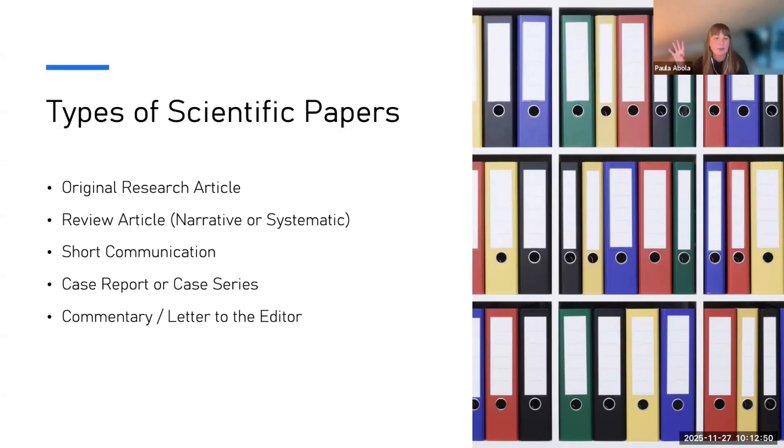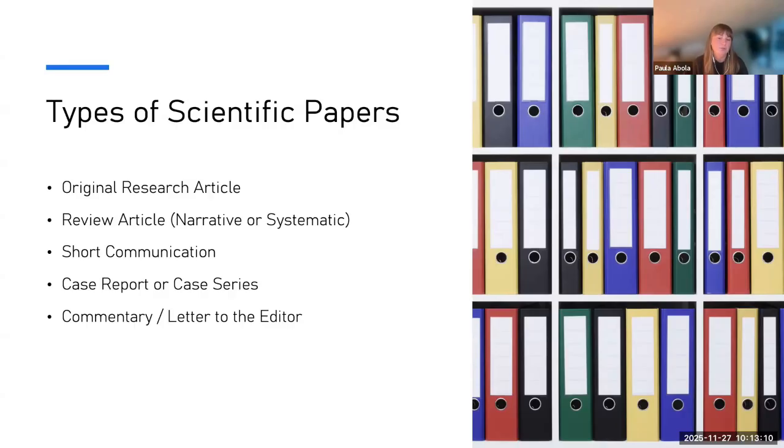And each type of scientific paper has its own structure and length requirements. So you always want to match your paper type to your research purpose. So if I conducted a survey study and collected original data, it will obviously not be a review article, but it's going to be an original research article.